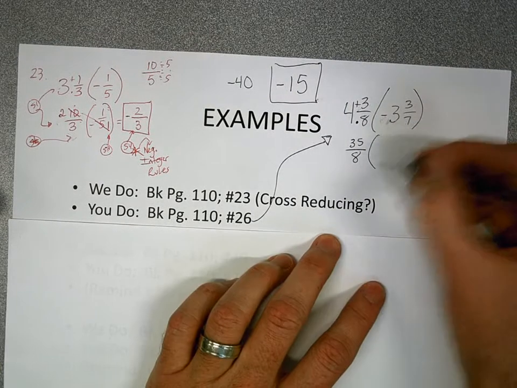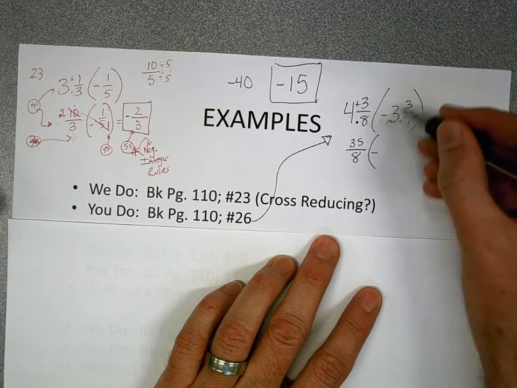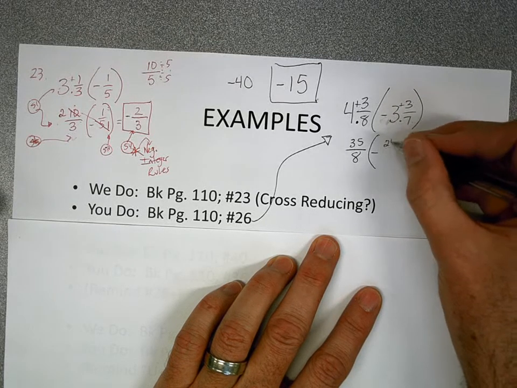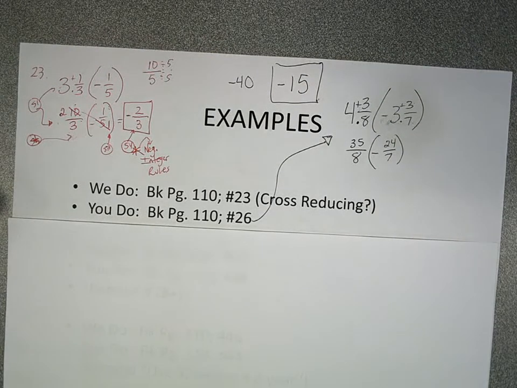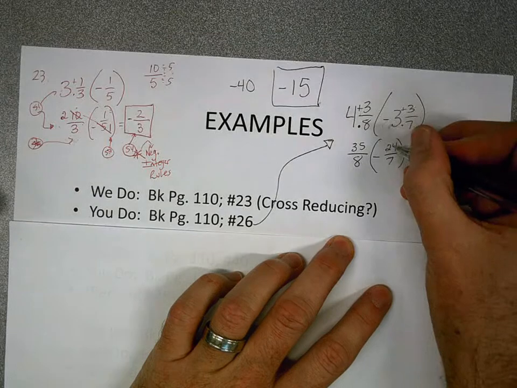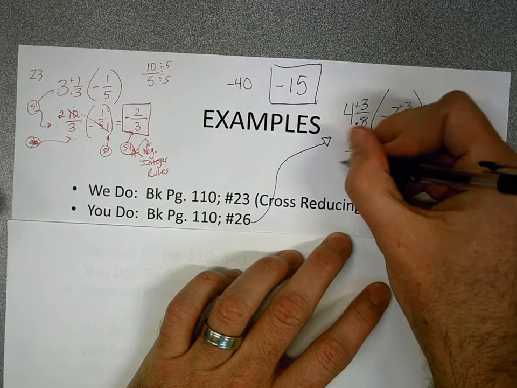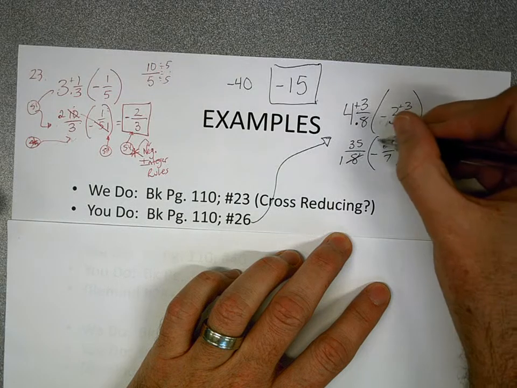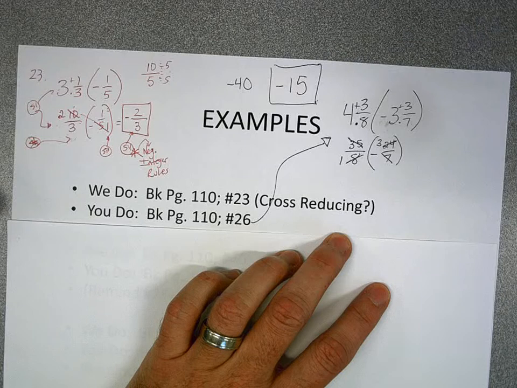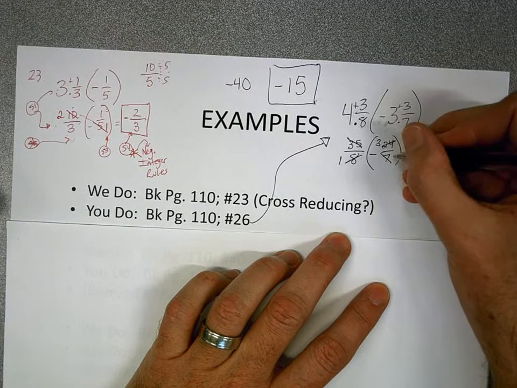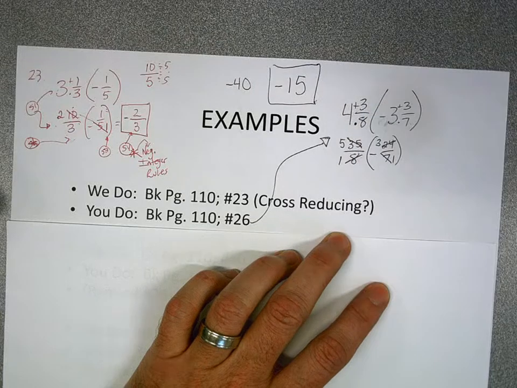Okay, actually look at this. I've got to do both of them on this one, right? So this is a negative. So 21 plus 3 is 24 sevenths. Okay, here we go. We have 24 and 8 are both divisible by 8. 8 divided by 8 is 1. 24 divided by 8 is 3. 35 and 7 are both divisible by 7. 7 divided by 7 is 1. 35 divided by 7 is 5.